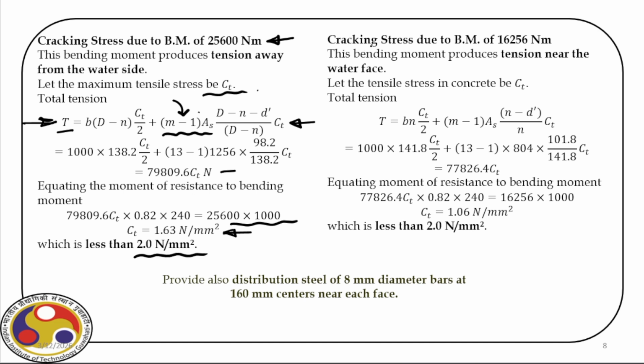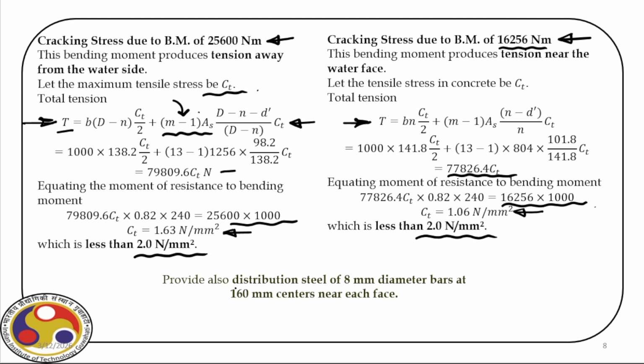So it is okay. Then we repeat the same exercise for the other face where we have the bending moment of 16,256 Newton meter. We find out T equal to 77,826.4 CT. And then we equate that with the applied bending moment here. So in this face, we have CT equal to 1.06 Newton per millimeter square, which is again less than 2 Newton per millimeter square. So the design is okay.